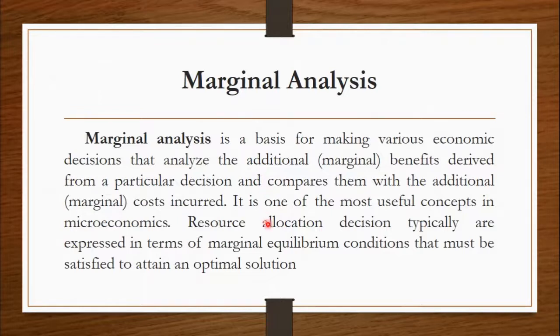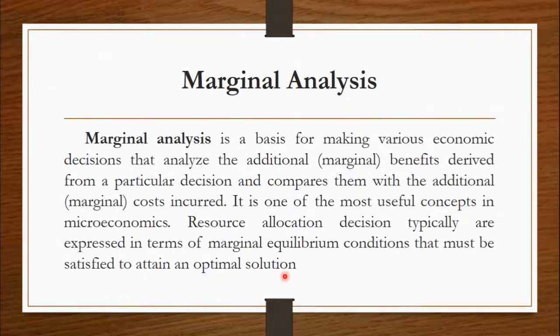So it is one of the most useful concepts in microeconomics. So resource allocation decisions typically are expressed in terms of marginal equilibrium conditions that must be satisfied to attain an optimal solution. So if a certain company has this limited resource, di ba, and they are to decide on what, let's say, product lines should get these resources.